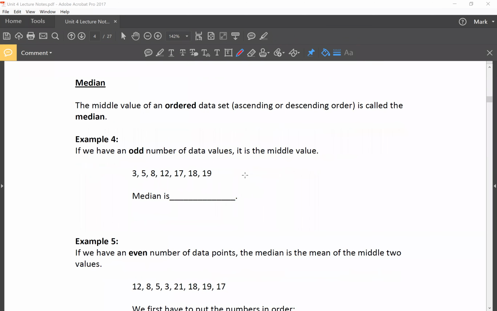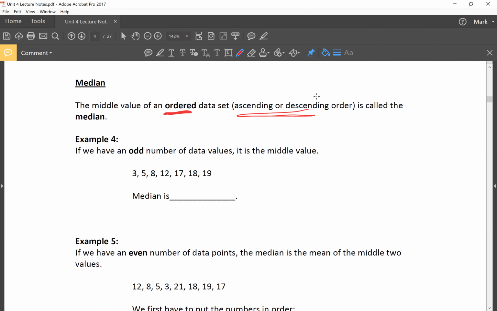Median. The median is the middle value of an ordered data set. Okay, so what that means is it's the middle number, but the data set has to be ordered. And what that means is put in order, it could be ascending or descending, meaning smallest to biggest, biggest to smallest. Ascending would be smallest number to biggest. Descending would be biggest to smallest. When we do this, like in math, typically, we would go smallest to biggest.